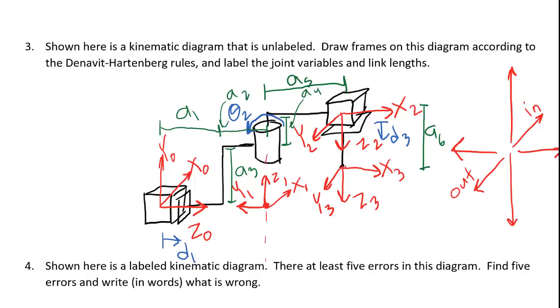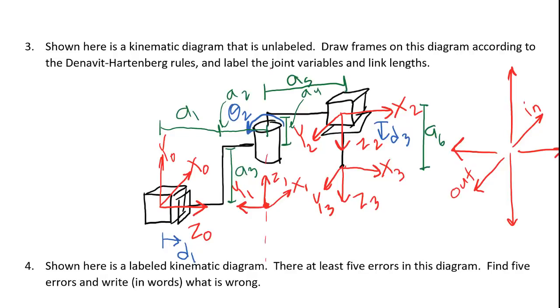There are a couple of ways that students on this problem tried to follow the rules of assigning the frames and accidentally did some things that are forbidden. One of those things is some people tried to move the 0 frame in order to get the x-axes to intersect. You can't move the 0 frame from where it is.